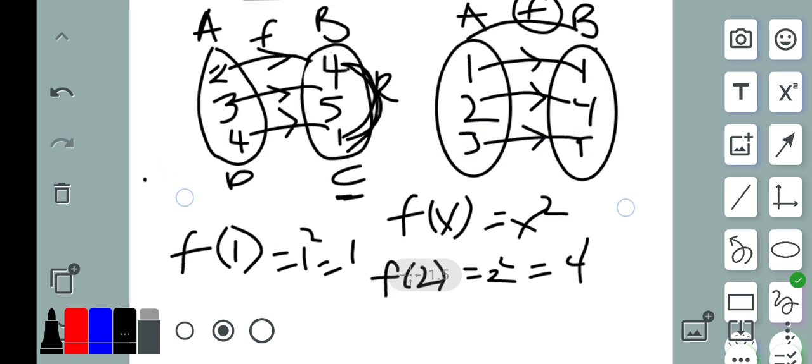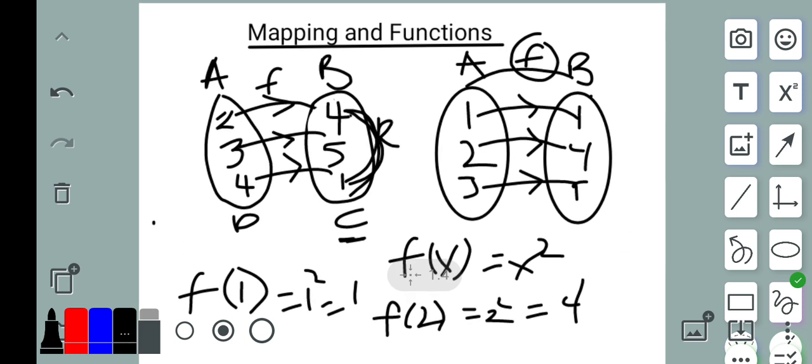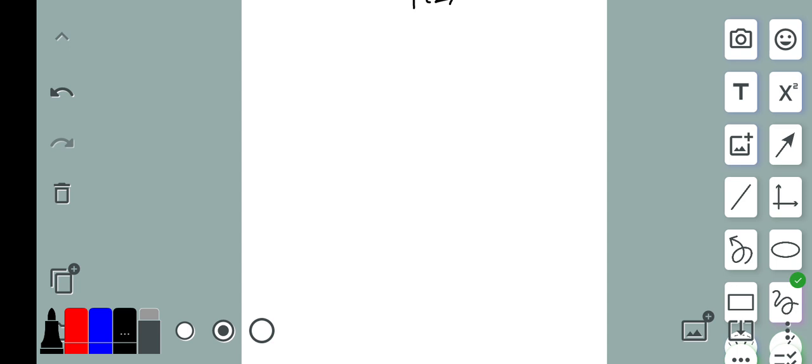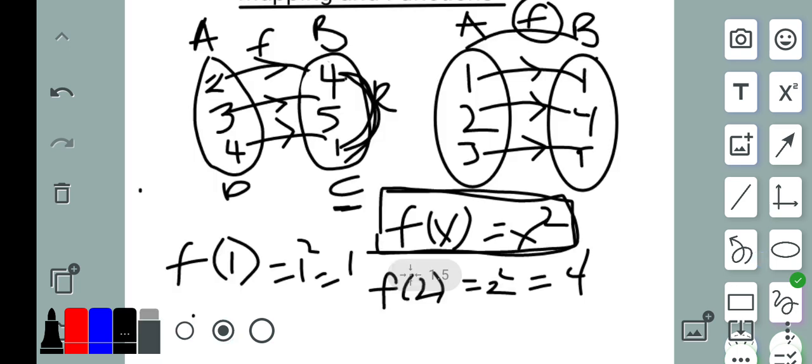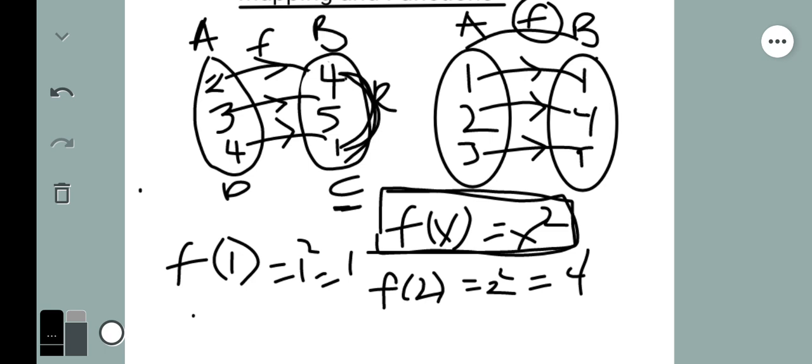So a function is basically a rule that assigns an element of A to an element of B. A function is basically like a formula, a relation that says that when this one is 1, this one will be 1. When this one is 2, this one will be 4. When this one is 3, this one is 9. Based on this rule that we are given, this is the function. So a function is a rule that assigns an element of A to an element of B.